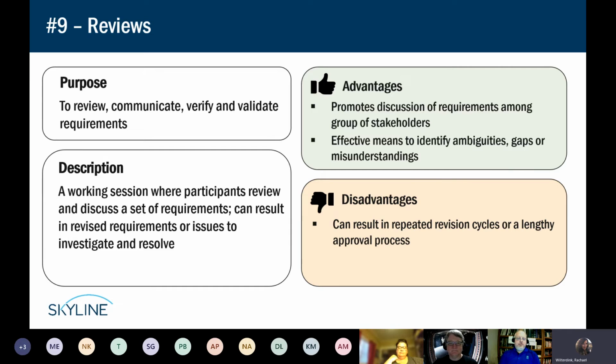The benefit of conducting a review is that it ensures that everyone, again, like you said, has a shared understanding of the requirements, that there are no open questions, there's no ambiguity, no gaps.